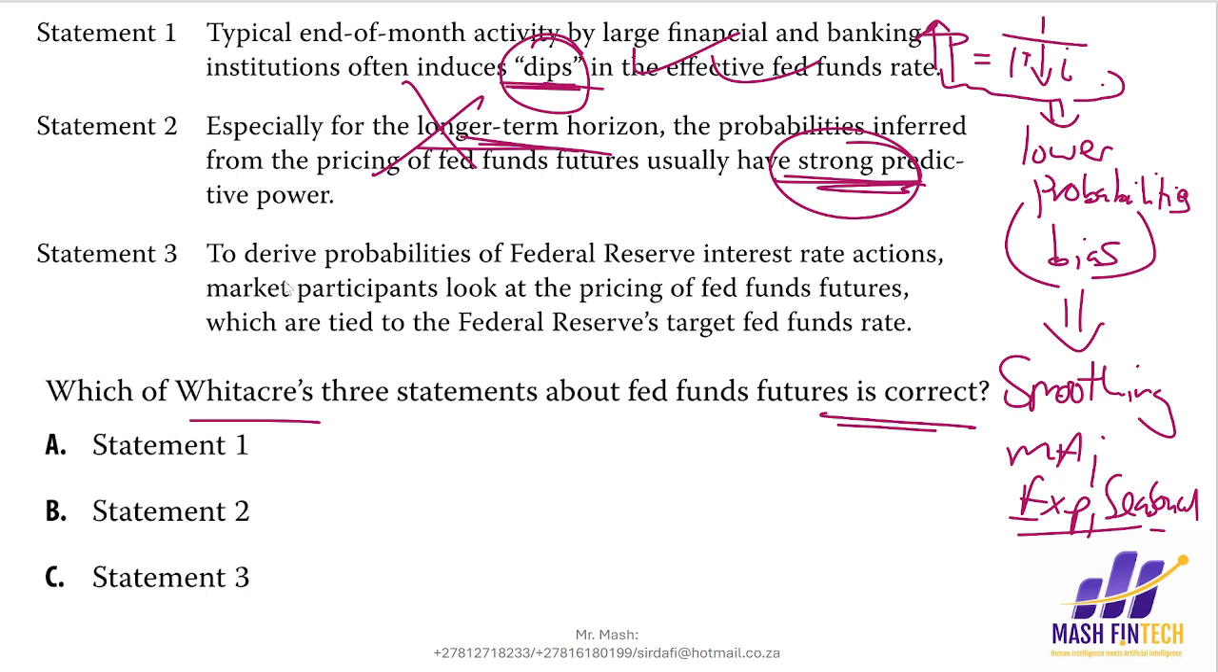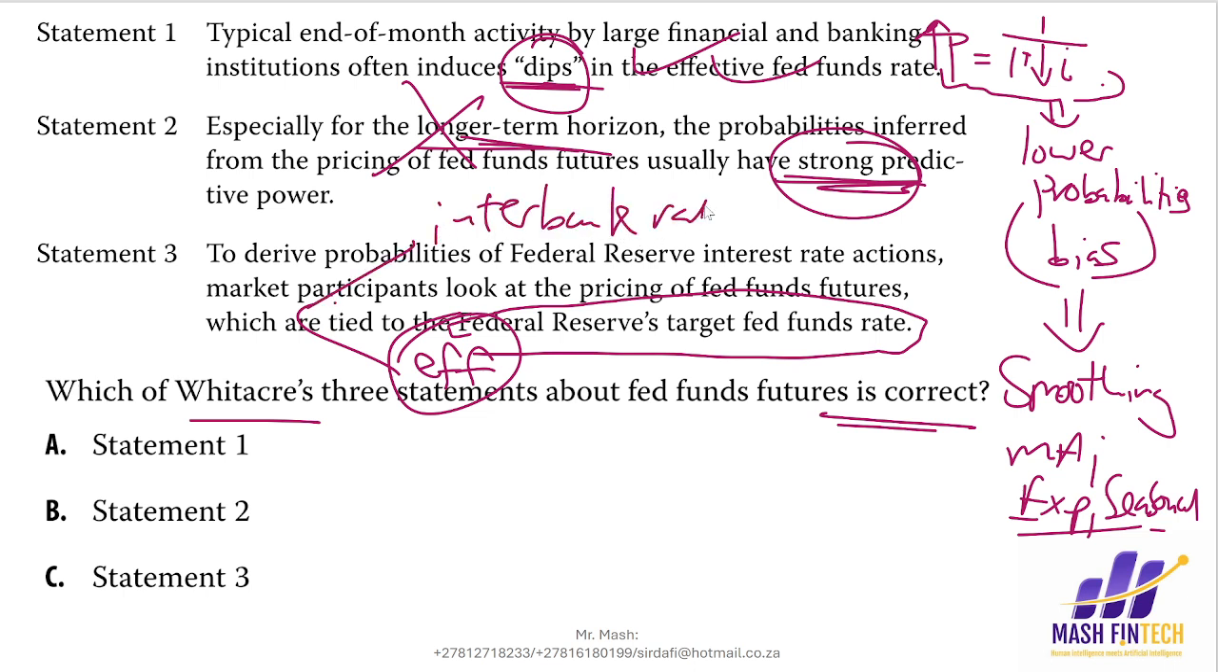Statement three: to derive probabilities of Federal Reserve interest rate actions, market participants look at the pricing of Fed funds futures, which are tied to the Federal Reserve's target. No. They are not tied to the Federal Reserve's target funds. They are actually tied to the effective federal funds rate, which is a rate that depository institutions, let me just call it an interbank rate.